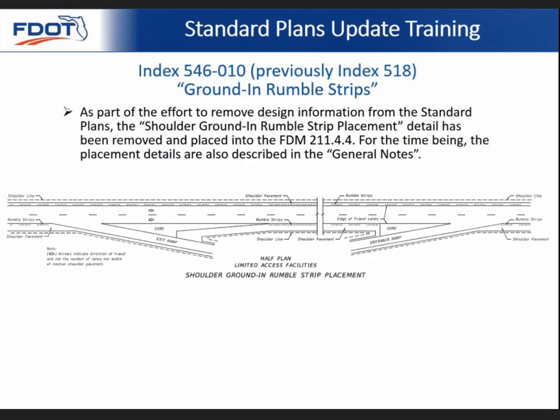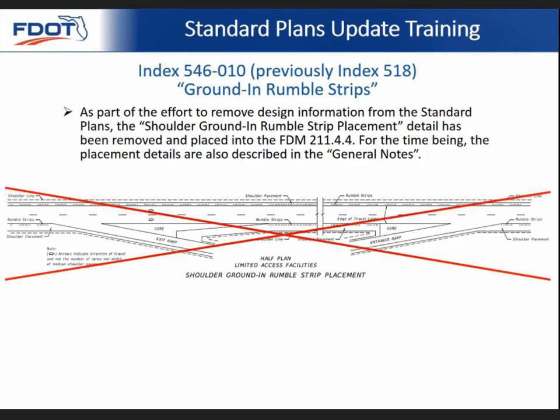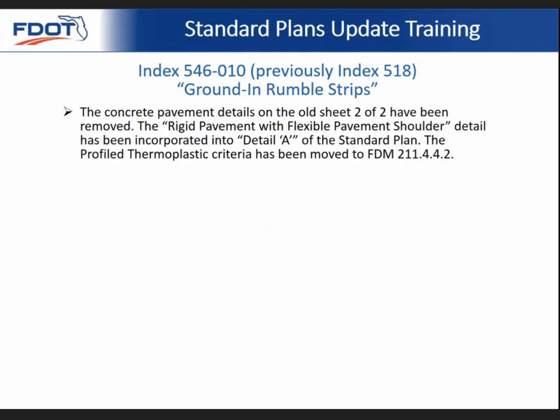This is something that should be detailed into the roadway plans. It's not something that should just be relying simply on the standard plan. And this also corresponds to what we're going to be doing with the ground-in rumble strips on arterials and collectors. For the time being, the details are also described in the general notes of this index.